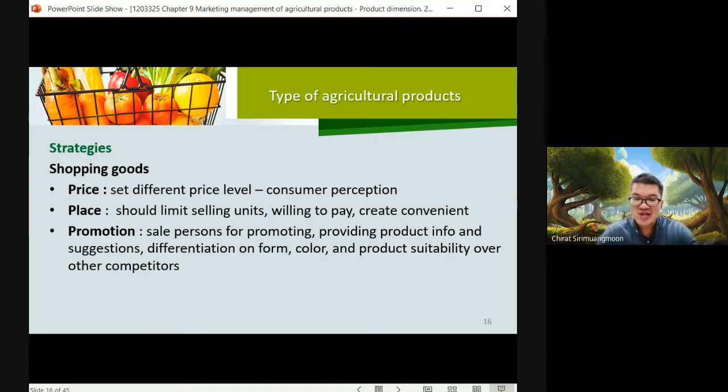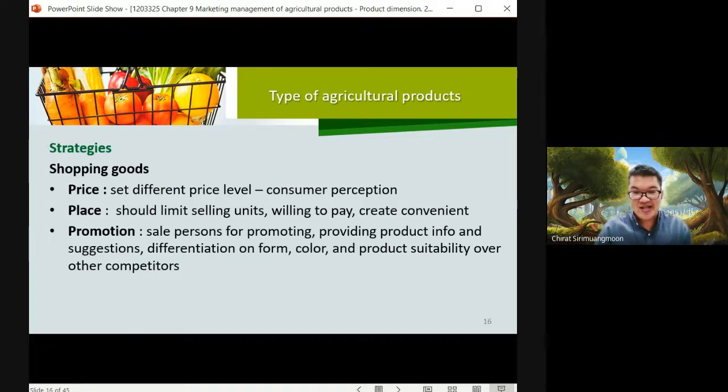How about promotion? For promotion, you need to have a salesperson for promoting, because it's comparable. It's not just a convenience product that they can select by themselves. For shopping goods, you need a good salesperson who provides some information and says, please buy my product because this is a good product. It has good quality. You can use it for a lot of things. So the key component for shopping goods is the salesperson.